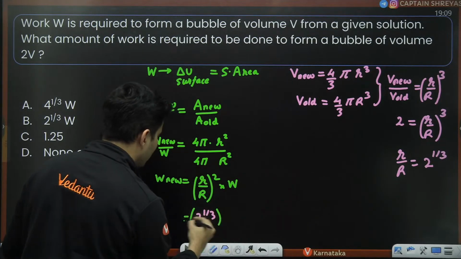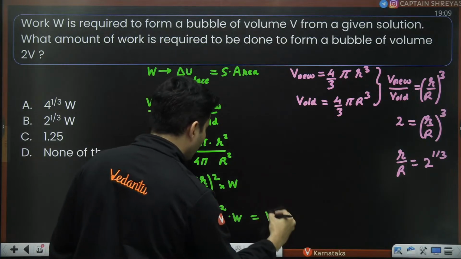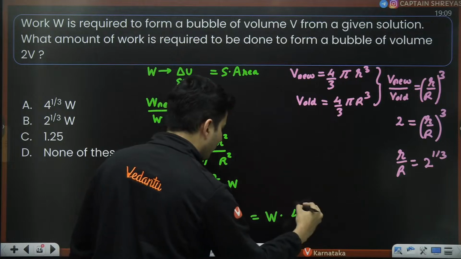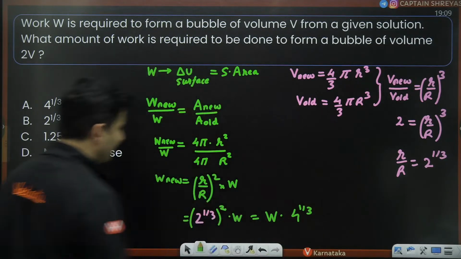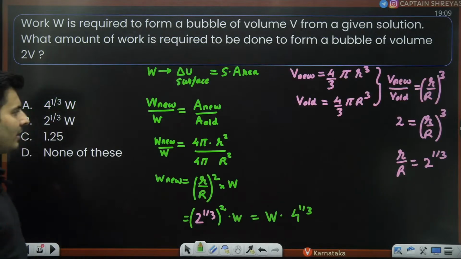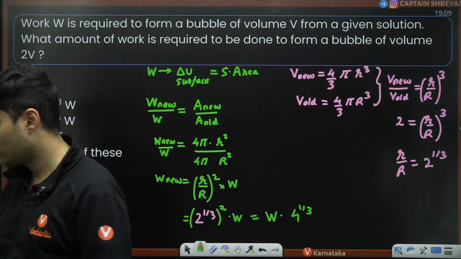So therefore, this will be equal to the ratio raised to 2, into W. This will be nothing but work into 2 raised to 2, and 2 raised to 2 is 4. So 4 raised to 1 by 3. So the answer is 4 raised to 1 by 3 into work. That is option number A. That's how systematically you can solve this. Is that clear?